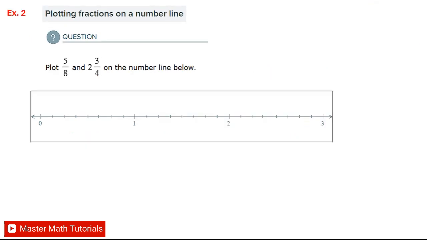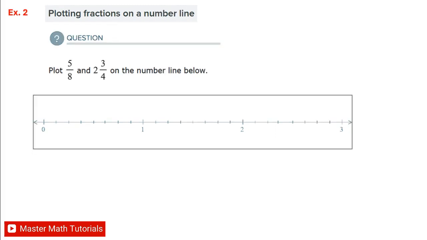Okay, another example. We plot the fraction 5/8 and the mixed number 2 and 3/4 on a number line. So first, we have to inspect our number line. Let's count the number of ticks given here. From 0 to 1, 1, 2, 3, 4, 5, 6, 7, 8. We have 8 ticks between each whole number.